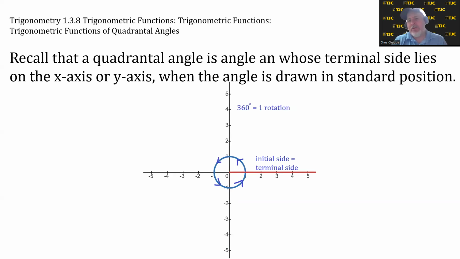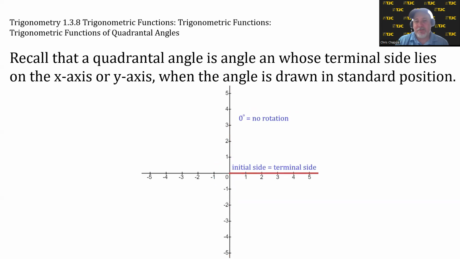We can also continue rotating beyond 360 degrees and generate angles coterminal with the ones we just saw. We can also rotate in the negative direction and similarly generate angles coterminal with one of these.